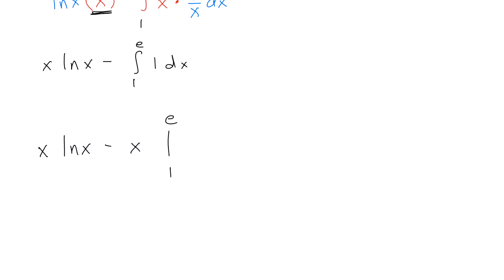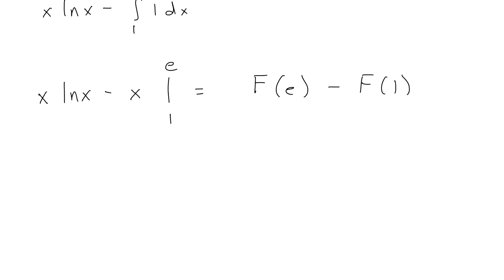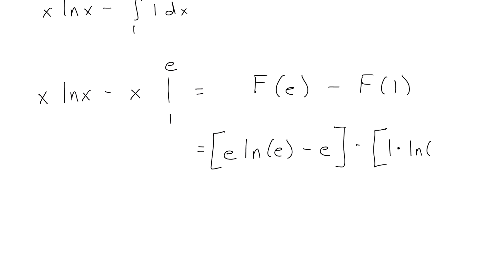So we're going to want to make sure we plug in 1 and e to this whole expression that we found right here. So I want capital F of e minus capital F of 1 for our fundamental theorem of calculus. So capital F of e is going to be e times natural log of e minus x. Plugging in e for x, I end up with e. Minus over here capital F of 1. I've got 1 times natural log of 1 minus 1.